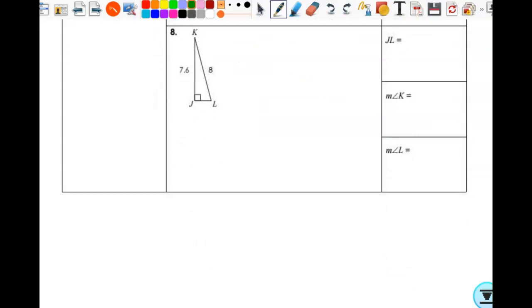All right, number 8. I have 1 side length and 2 angles that I need. So which one can I do without using any trick? The side length, right? I can do the side length because I can use the Pythagorean theorem. Okay, so let's write this down. 8 has to be c, so I'm going to have 7.6 squared plus the length of JL squared equals 8 squared.